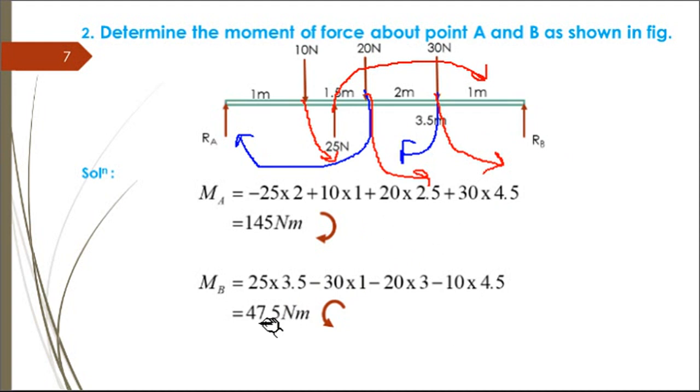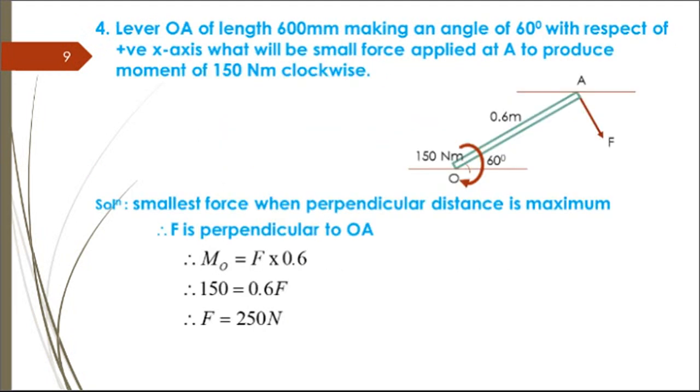So solving this, finally we get minus 47.5. We get the minus answer, that's why the nature of moment is nothing but anti-clockwise in nature. In this way you have to determine the moment about point A and the moment about point B. Now similarly, one more problem.